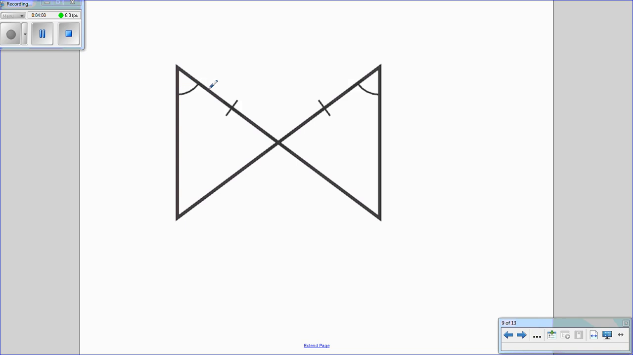Okay, next, I have a pair of angles here. I have a pair of sides. And I have these two angles congruent because they're vertical angles. And I know vertical angles are always congruent. So that gives us another pair of angles. So looking at our diagram here, it looks like I have two angles and the side is between the two angles, so this is going to be angle side angle.